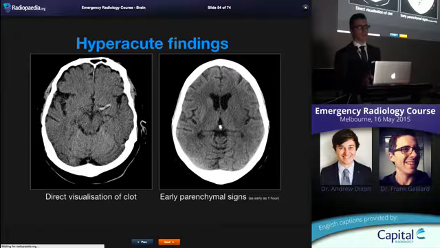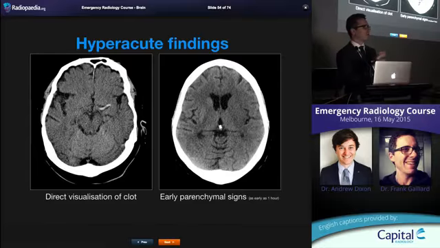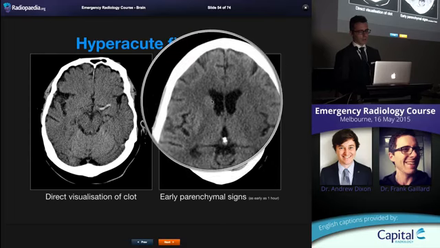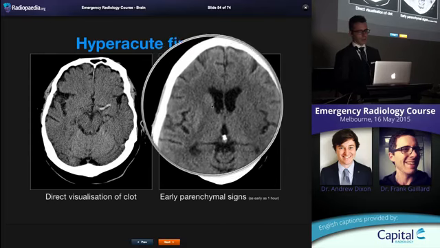So hyperacute findings, and this is hopefully what you're looking for, because hopefully we're getting patients from the community into hospitals that have stroke management within minutes, ideally, under an hour, hopefully. So direct visualization of the clot will occur immediately. This is just the clot that's stopped there and you're seeing it. And early parenchymal signs. So in this case, you can see that the caudate head here is less dense than the caudate head here. And as Andrew was pointing out, when tissue gets unhappy, it becomes edematous. You add water to brain, it drops in density.